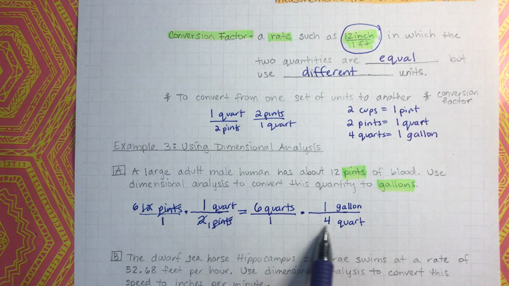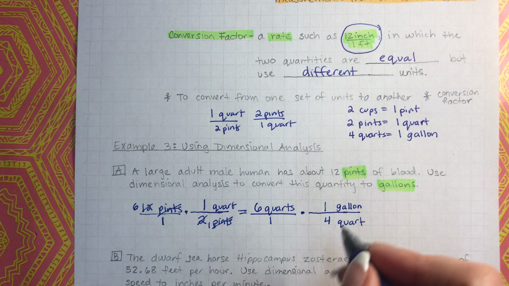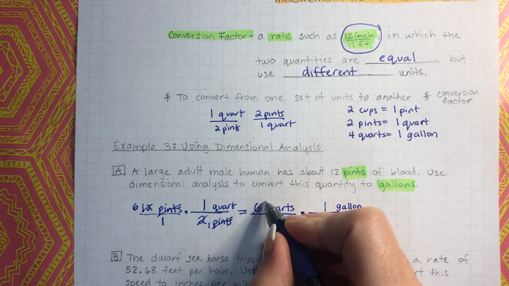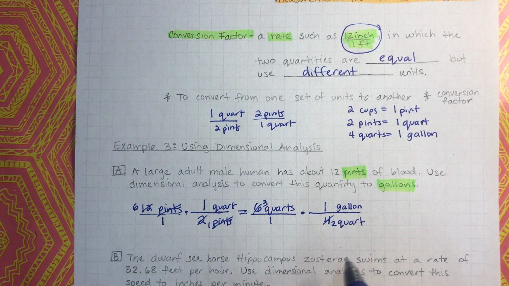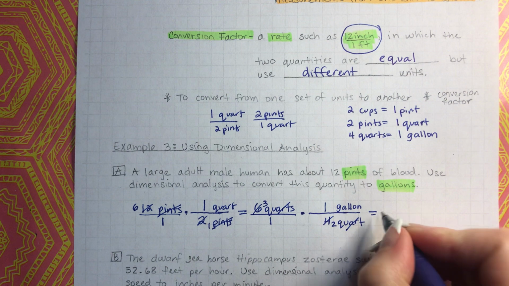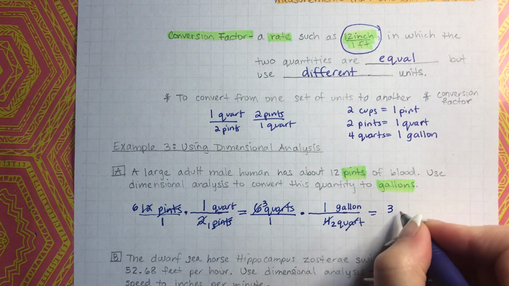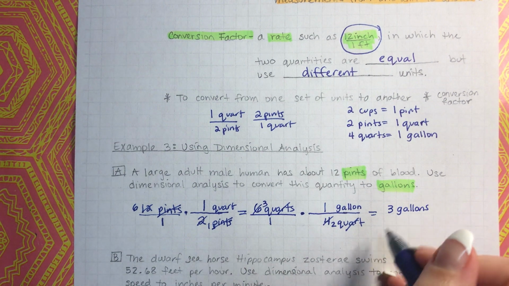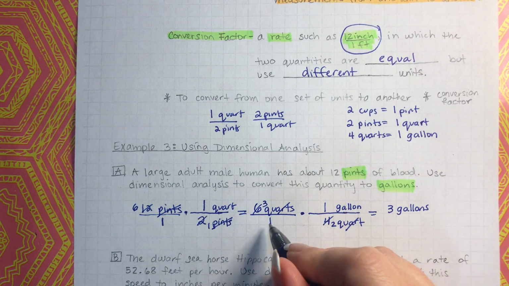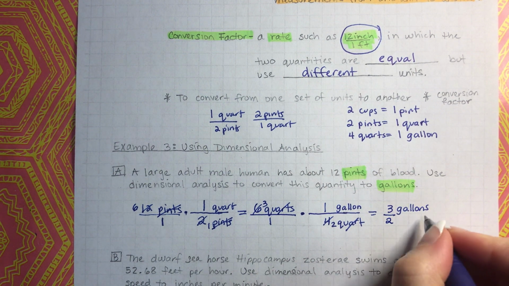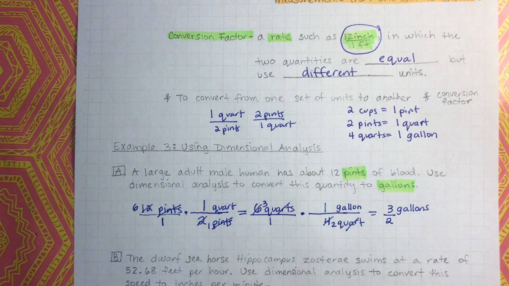We're going to look at the numbers first. 6 times 4, what goes into both of those? 2. 2 goes into 4 2 times. 2 goes into 6 3 times. And then we can cancel out these units. And then we multiply across and we get 3 gallons. And then 1 times 2, 3 over 2. 3 over 2 gallons.